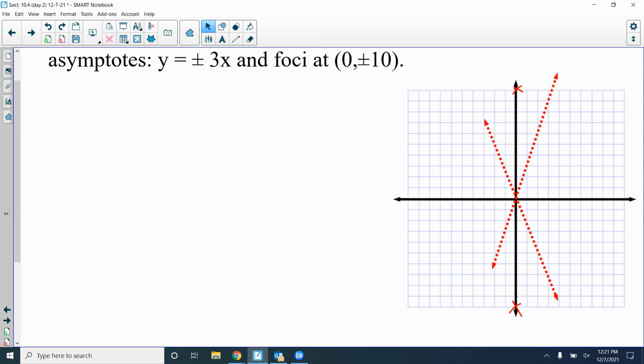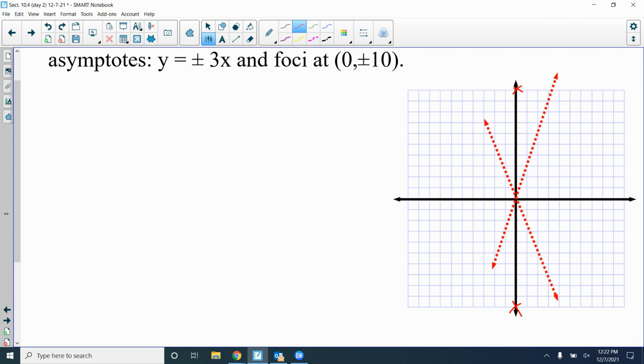All right, which way does this one open? As you take a look at that one, which way, up and down or left and right? Carter, you know? Up and down, because of where the foci are. So it's got to open up and down. Where would the center be?